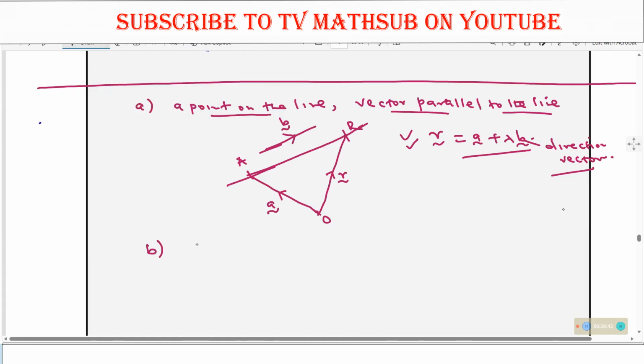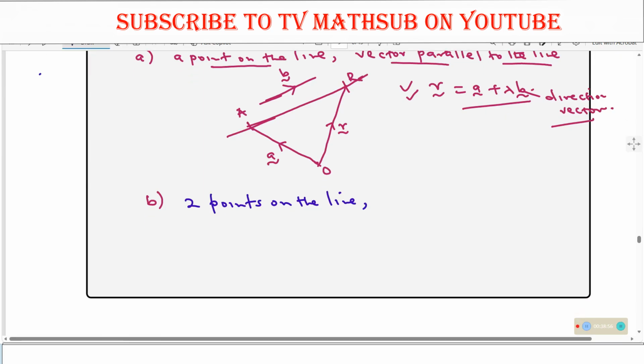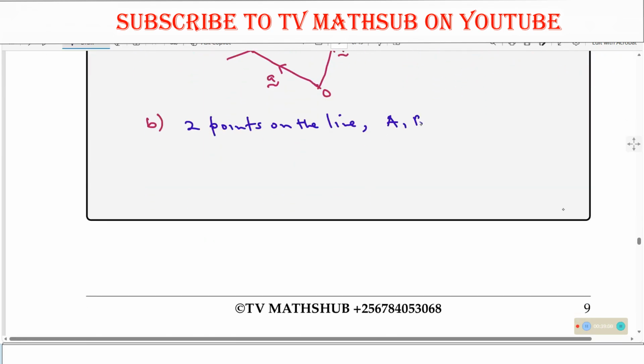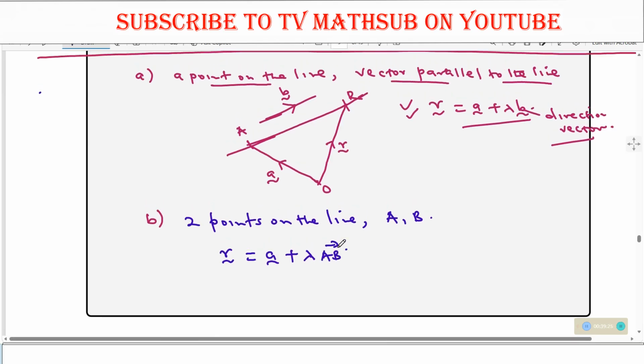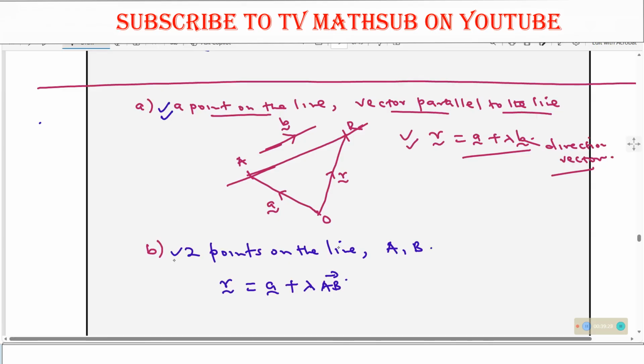Now the second way we can define a line is when you have 2 points on the line, like A and B. Then your R will be vector A plus the vector that is parallel to the line, which is obtained by getting the displacement AB. Instead of the parallel vector, we have the displacement AB in its position. So here you have only 1 point, but here you have 2 points.